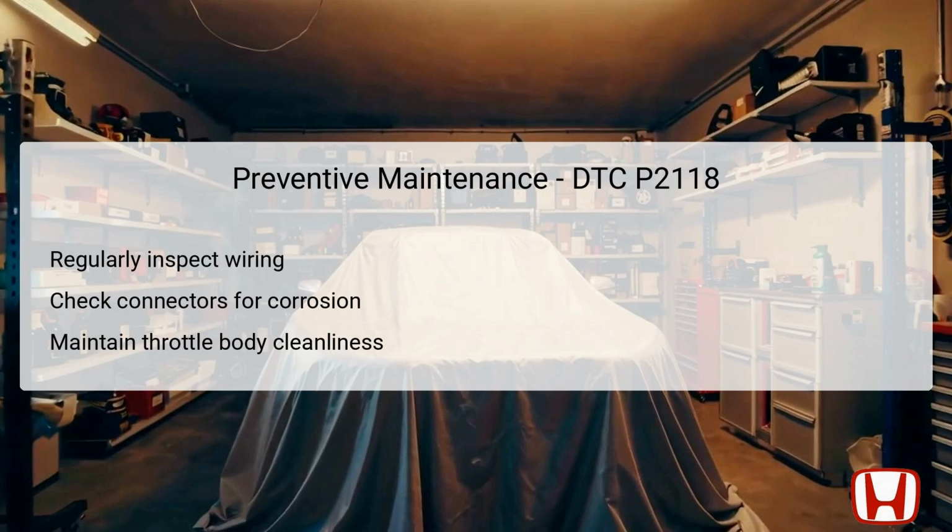Additionally, ensuring the throttle body remains clean and free of carbon buildup contributes to its optimal functioning. Implementing these preventive measures will not only prolong the life of the throttle actuator, but also enhance overall engine performance. By keeping a proactive approach, you can reduce incidents of related DTCs, ensuring the Honda Civic continues to operate efficiently.